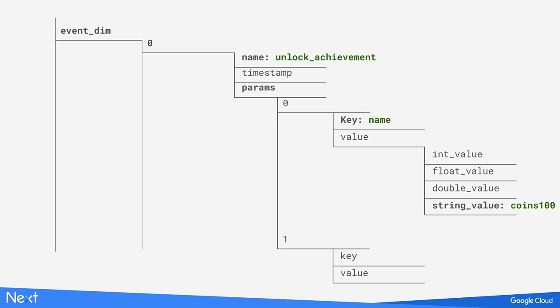A few slides earlier, Todd showed us the schema of a Firebase record in BigQuery. The Firebase event and the parameter names that we just logged in the Android snippet are shown in a BigQuery record as seen here. The unlock achievement event name is stored as a value in the first event's name field, and the corresponding parameter is stored as a value in the nested parameter string value field.